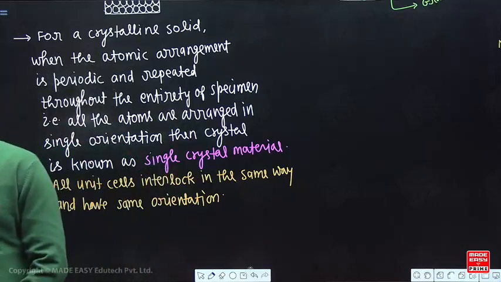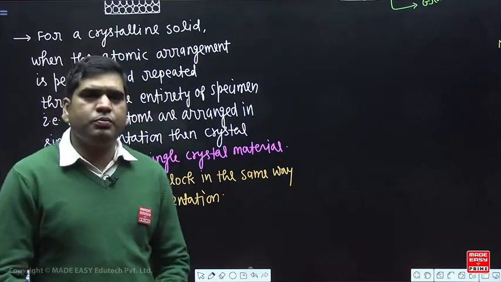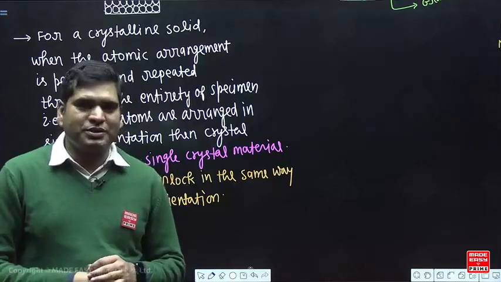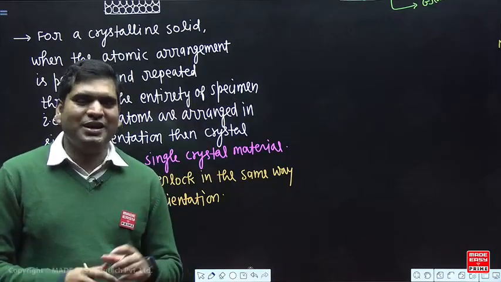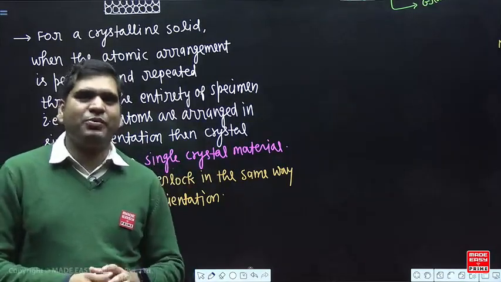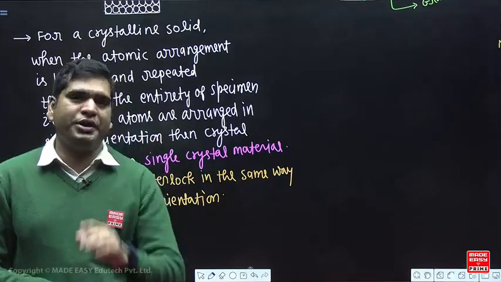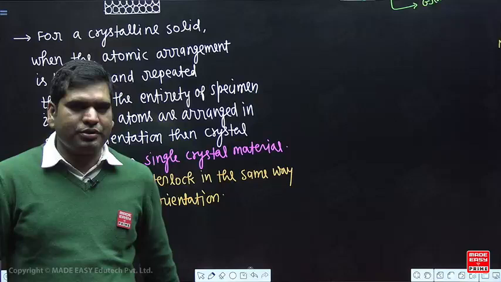Grain has a large number of atoms. So a grain is not a single atom. A grain has a large number of atoms in which all the atoms are arranged in a single orientation. Orientation means direction.